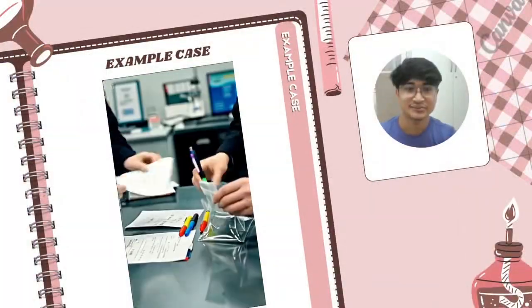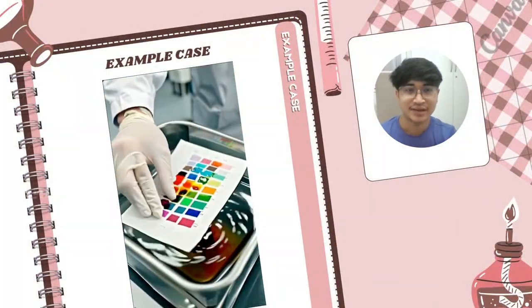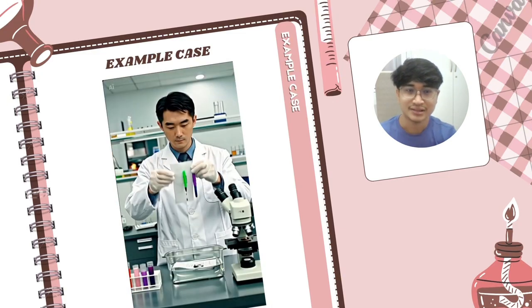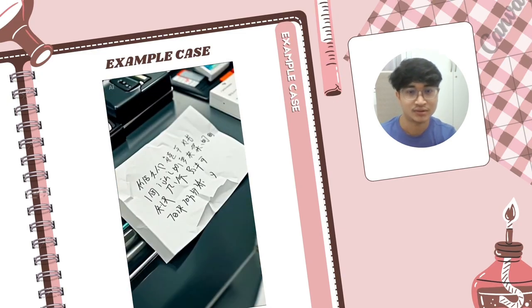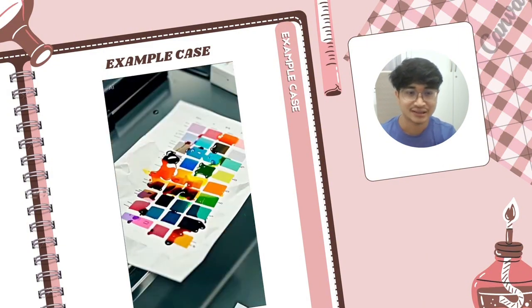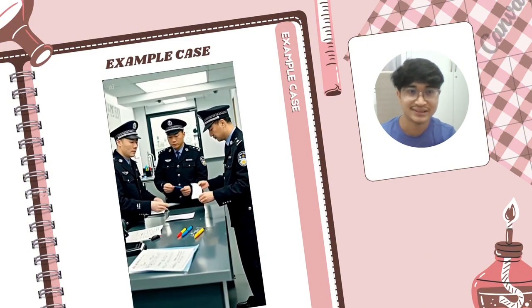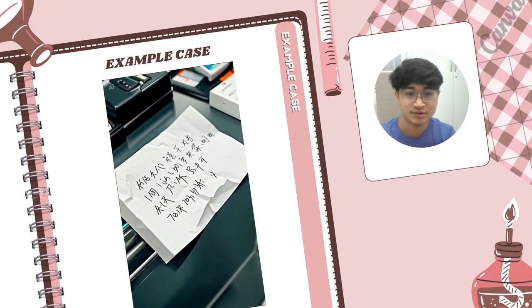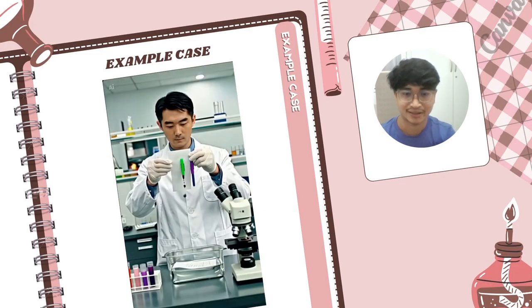Let's look at a simple example. Imagine a bank received an anonymous threatening letter. The police suspect that the letter was written by one of three employees. Investigators collect the letter along with a pen from each suspect. A small sample of ink is taken and analyzed using paper chromatography.